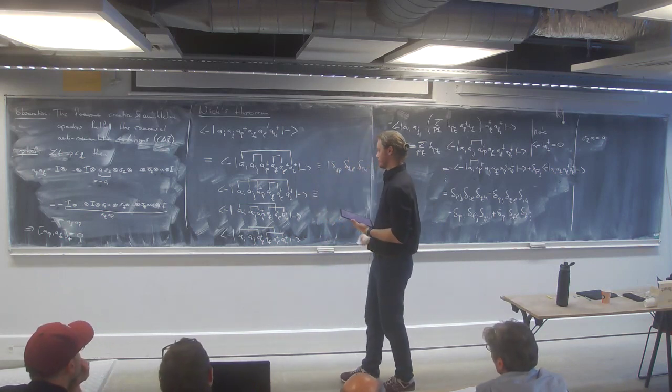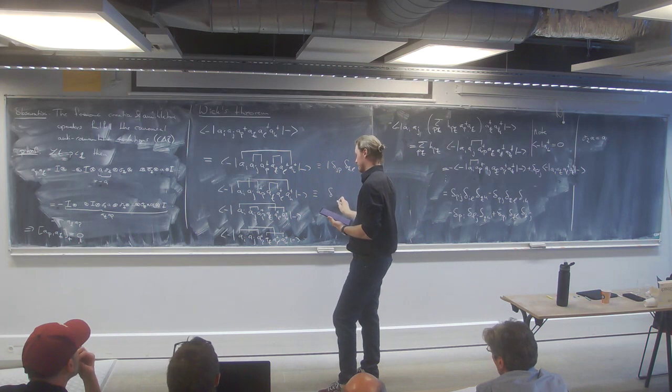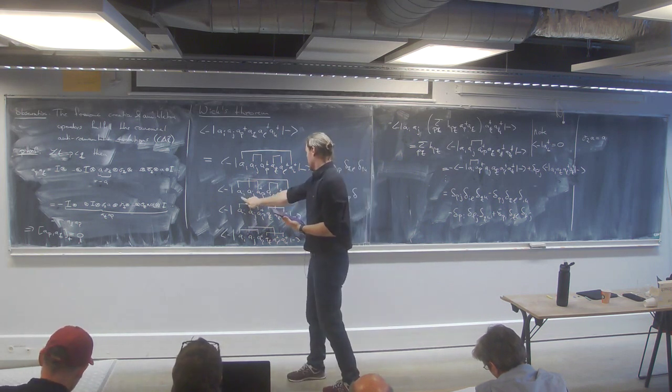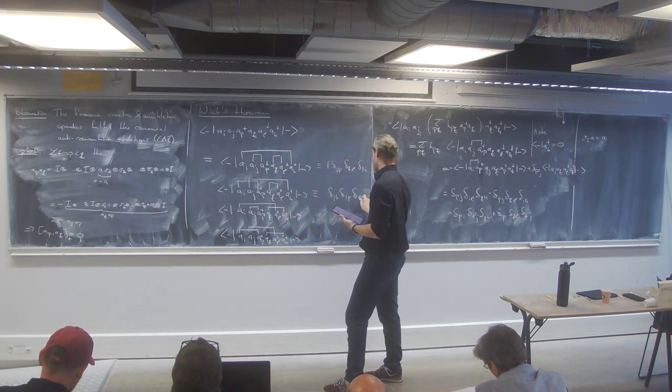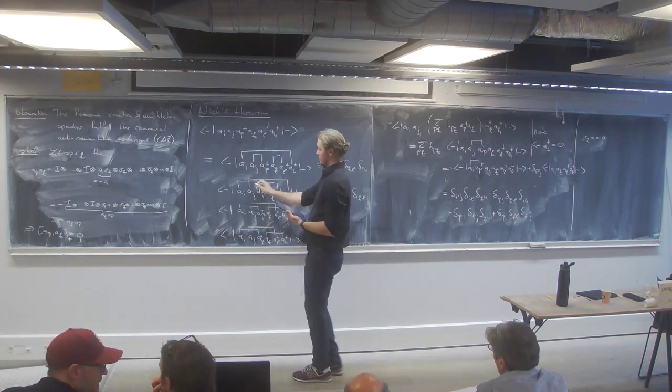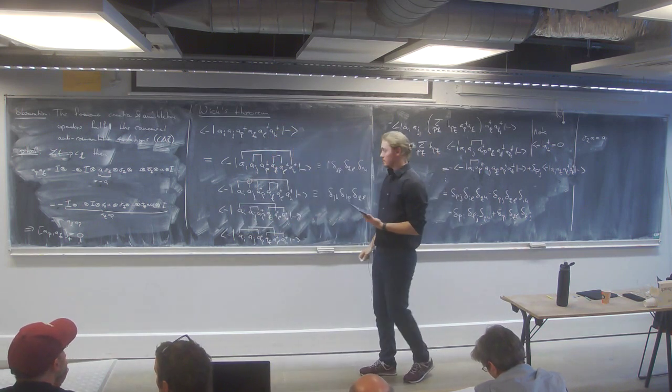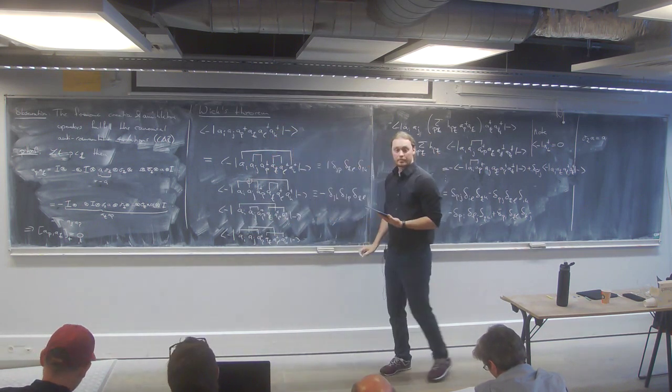Do the same here. We get a delta JK, delta IP, JI, and QL. I see I have 1 crossing. So -1 to the 1, minus 1. Okay.